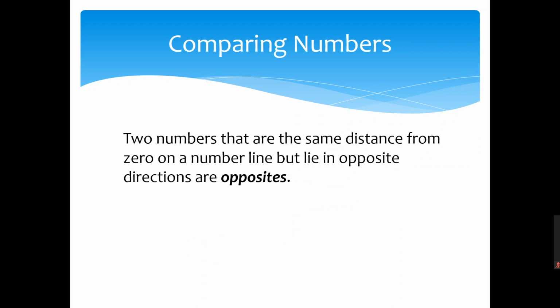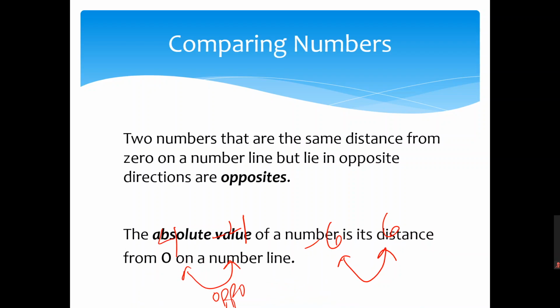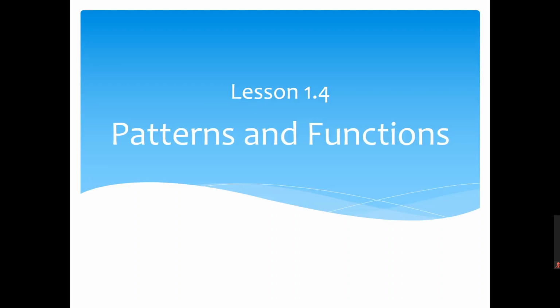All right, and two numbers that are the same distance from 0 on the number line are called opposites. So a 4 and a negative 4 would be opposites of each other. A negative 6 and a 6 are opposites of each other, and so on. And the absolute value of a number is its distance from 0 on a number line. So anytime you have the absolute value, if I have something like this, it's going to come out as positive. All right.